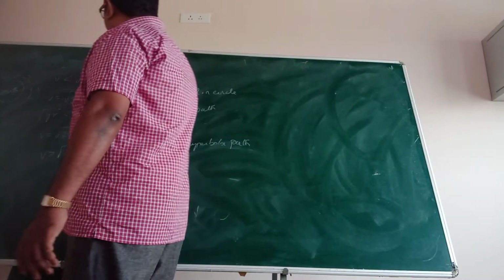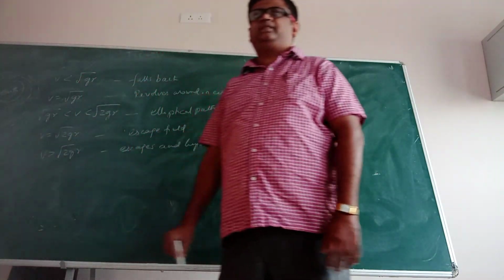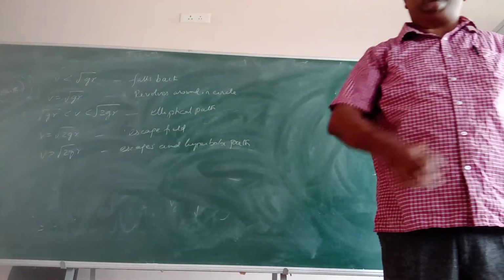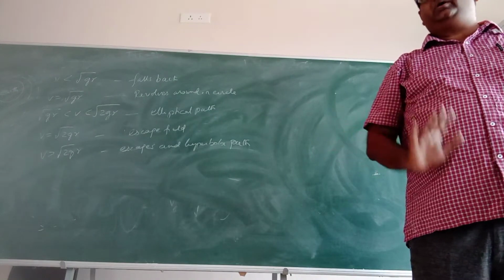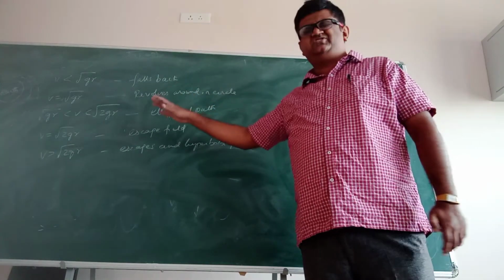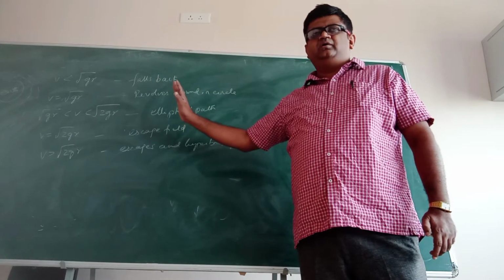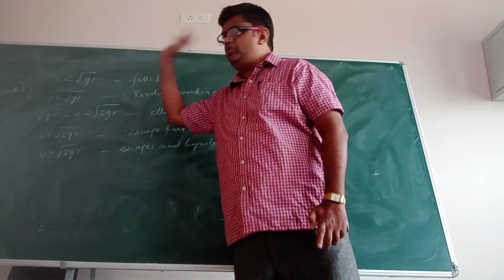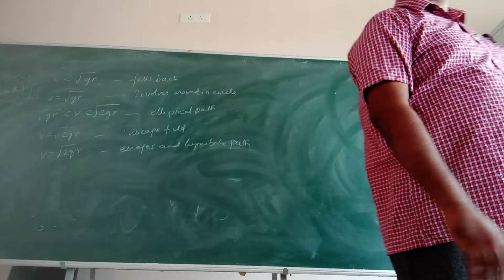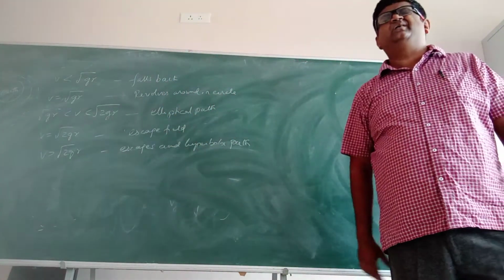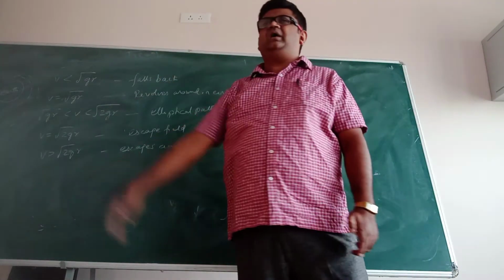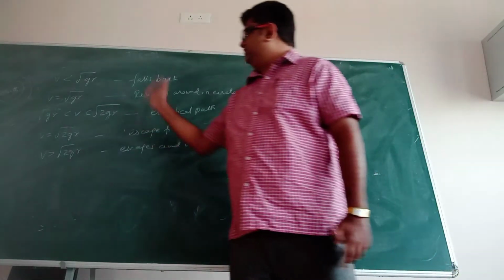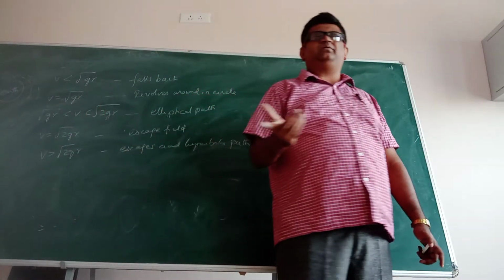So the first condition: if the velocity is less than root over gr. See, if the velocity was equal to root over gr, it would continuously rotate in that orbit only. Would you agree? But if the velocity is less than root over gr, what will happen? It doesn't have that necessary speed, so it will fall back to the Earth. Clear?